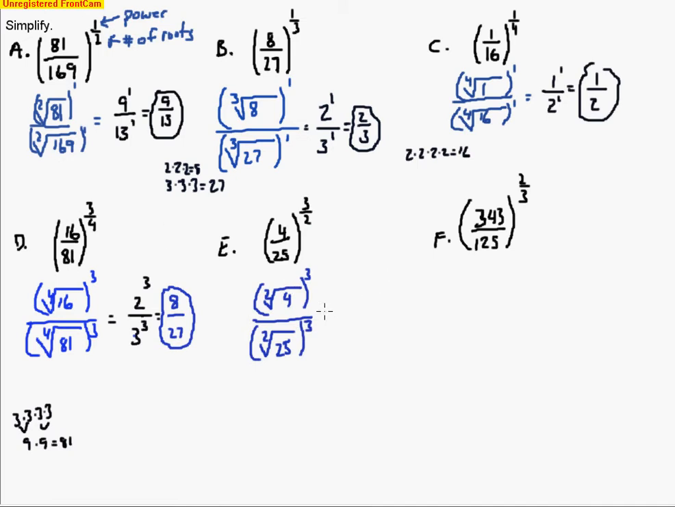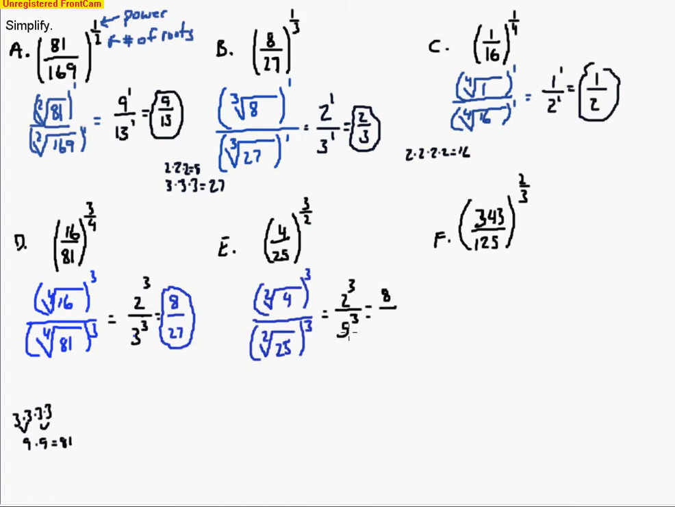The two numbers that make 4 we saw were 2. We raise that 2 to the third power. Same thing down below. Two numbers that make 25, we see that's 5. But then we raise that to the third power. We just saw in the last problem, 2 to the third power is 8.